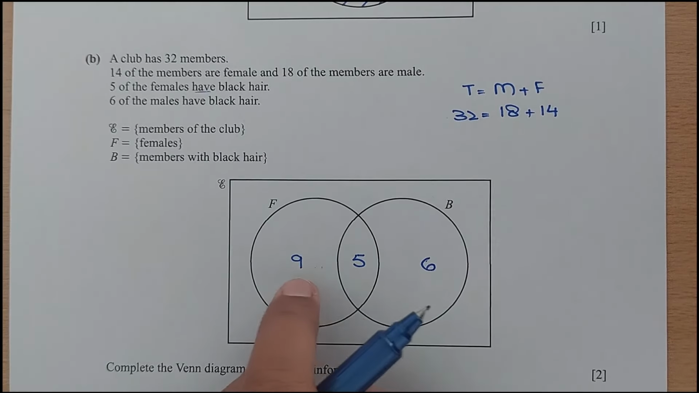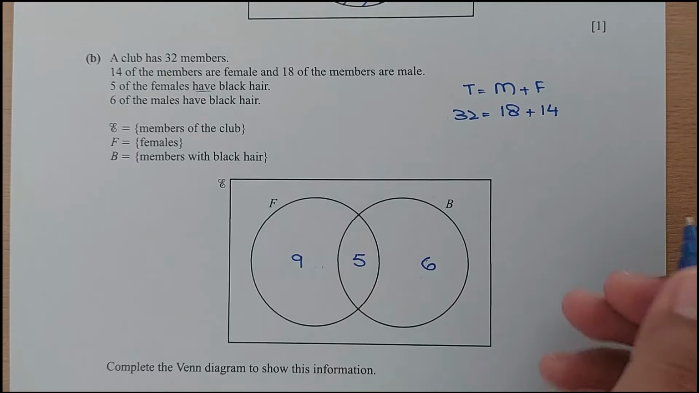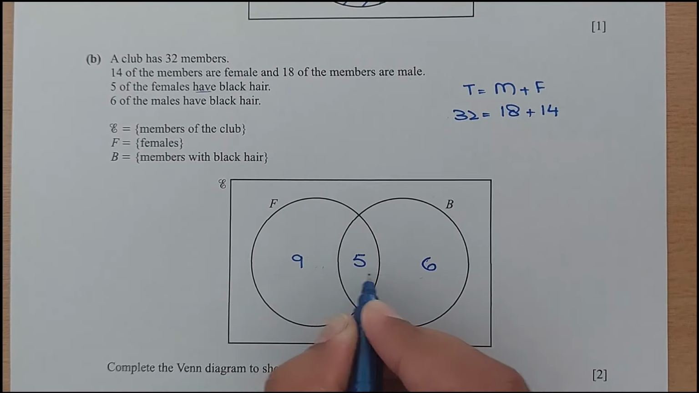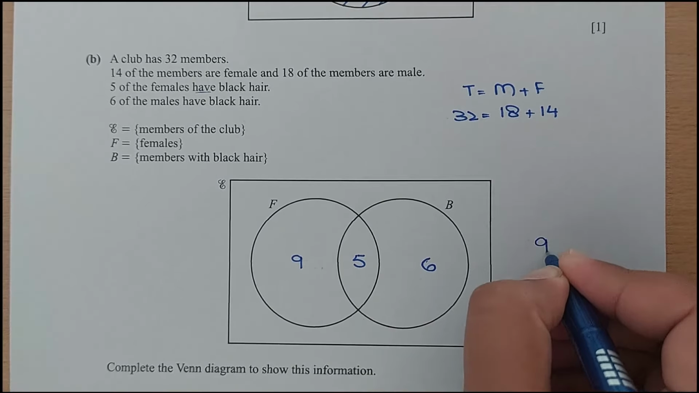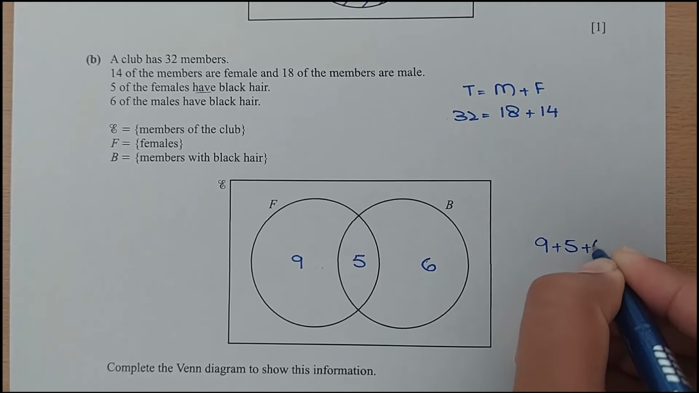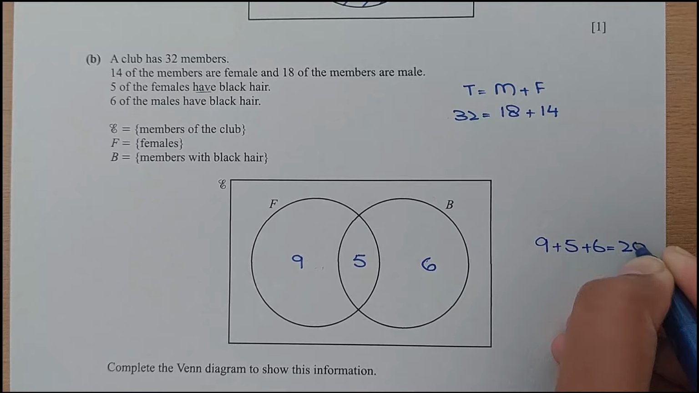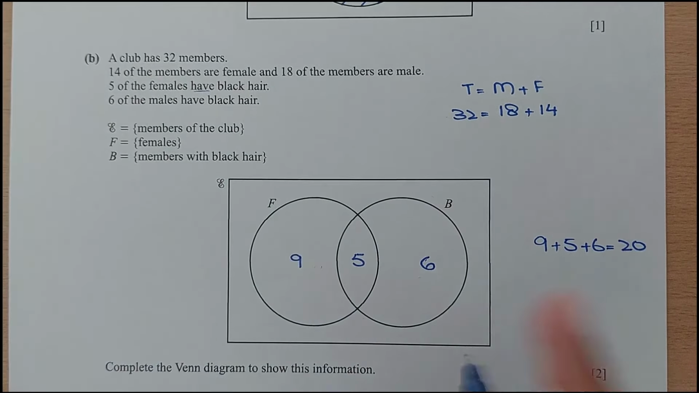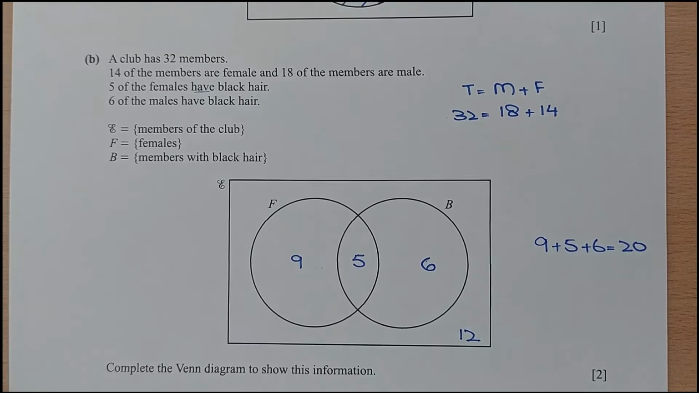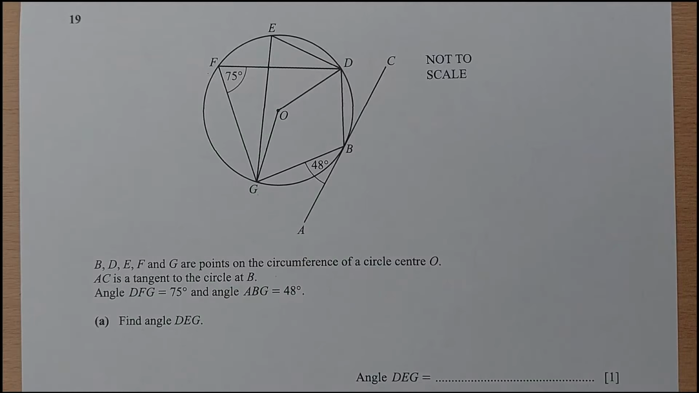Okay, now we need to add 9 plus 5 plus 6. What is 9 plus 5 plus 6? So that is equal to 20. Yes, 9 plus 5 plus 6 equals 20. And the total is 32. So from 20, we have 12 left. So 12 is outside. So that is the Venn diagram.